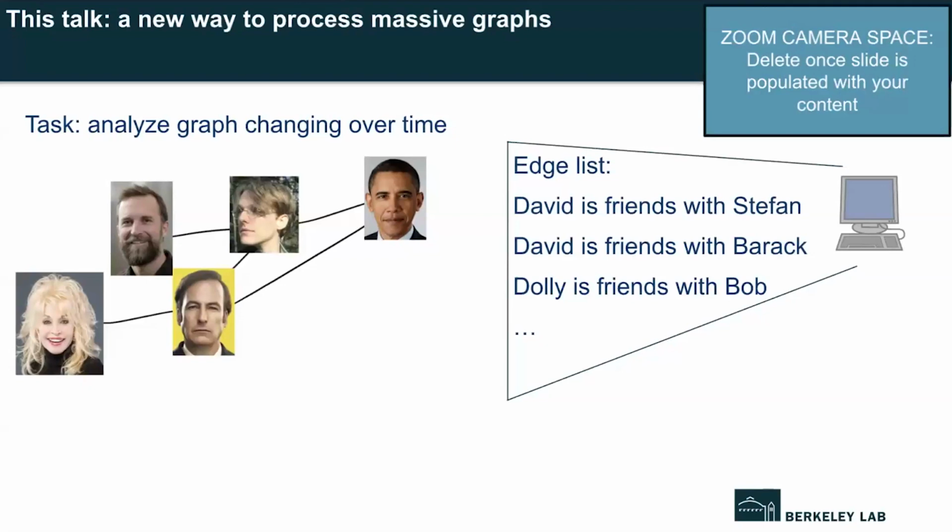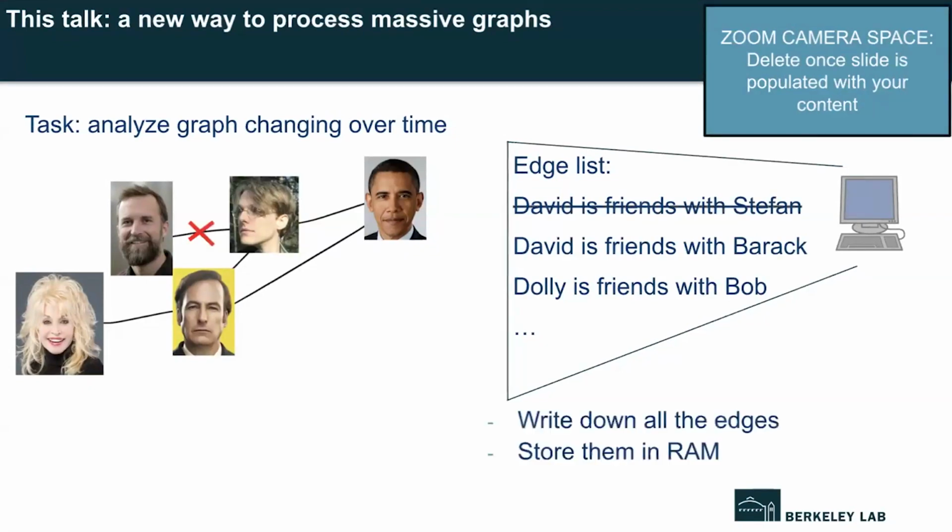So let's say we want to compute a property of a graph that is changing over time. By changing over time, I mean new edges are arriving to my graph and existing edges are being deleted. So nearly all existing systems that process graphs in this way make two key decisions. The first decision is that they write down all the edges of the graph in a big list, and the second is that that list is stored in RAM.